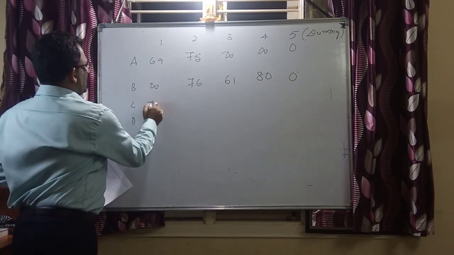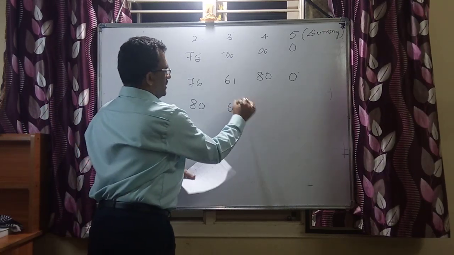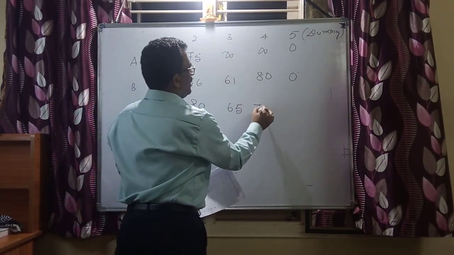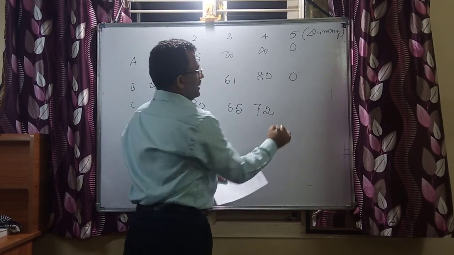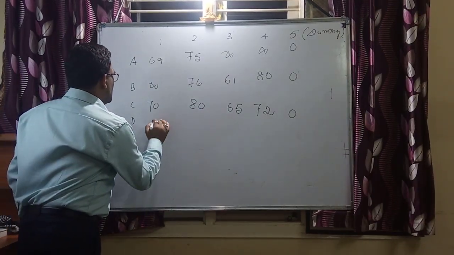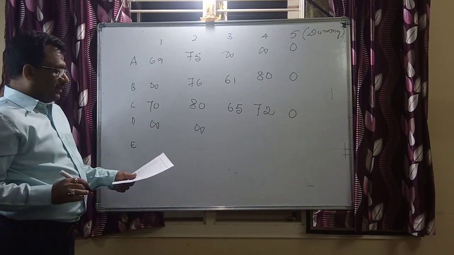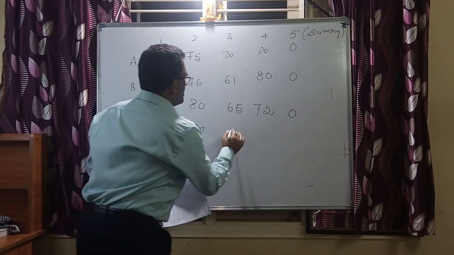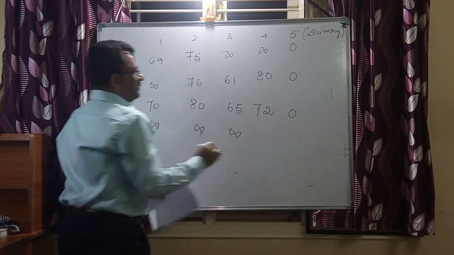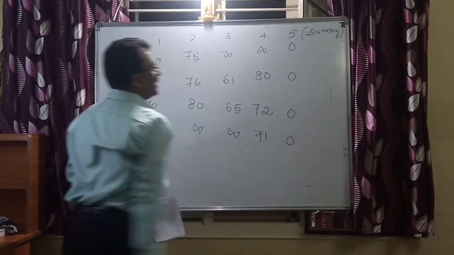Next, this is 70, 80, 65, 72, and then this is 0. Now DS, it is a highly restricted job, maybe highly sensitive, maybe confidential kind of thing, and this is restricted. Now it is 71. Now this is the dummy value, that is 0.